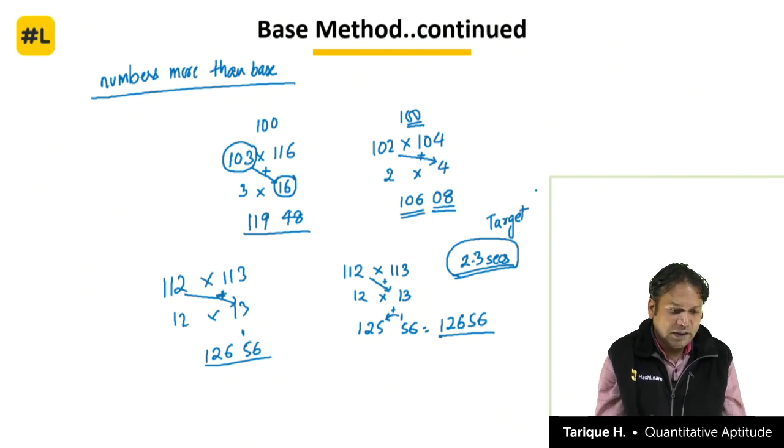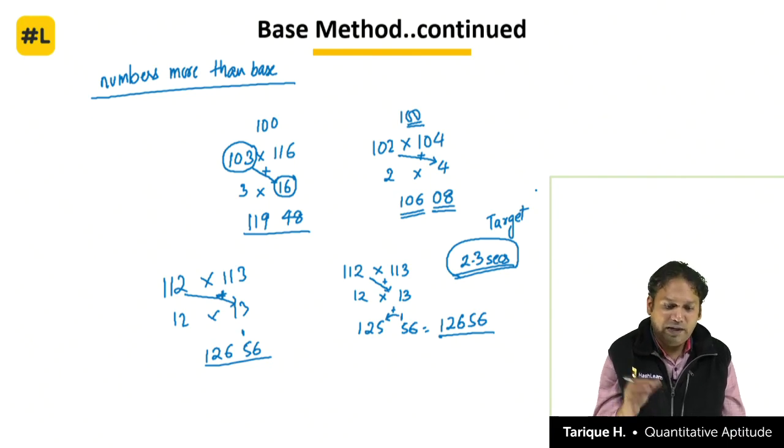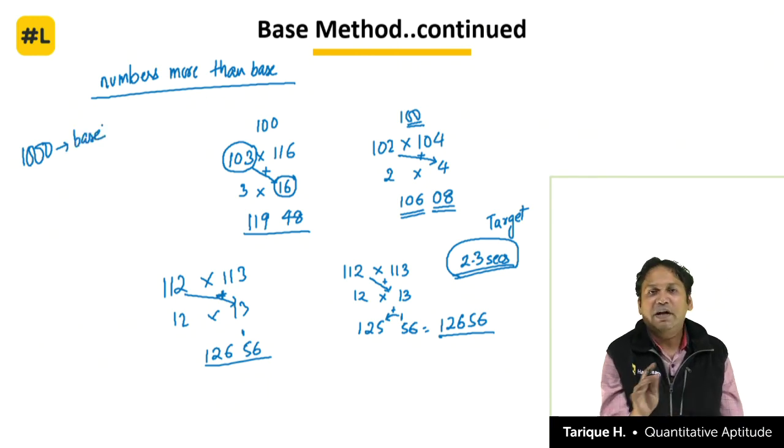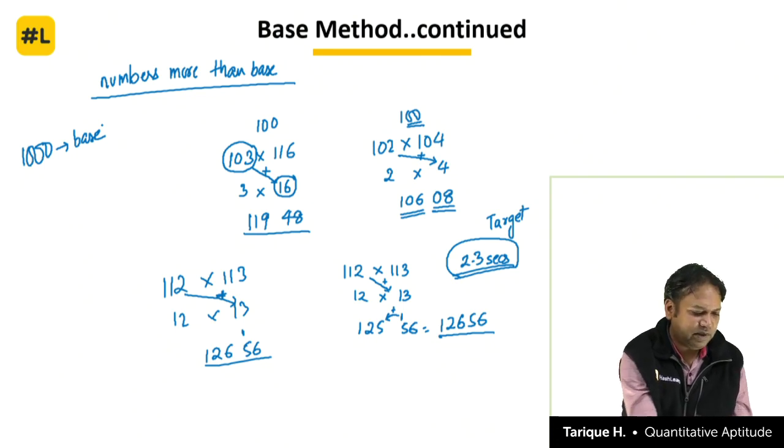Okay, all right. So we have done base method with 100 as a base for numbers less than the base as well as numbers more than the base. Now we will take 1000 as a base and see what we can do. Let's take 1000 as a base. Now that you have understood, it will not be difficult, it will be very easy. 1000 is a base, very simple.